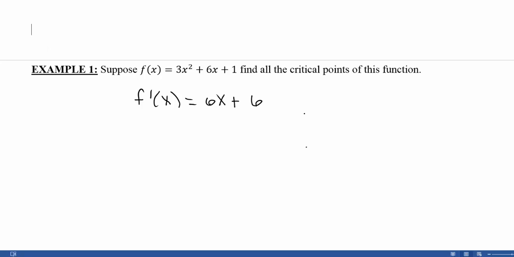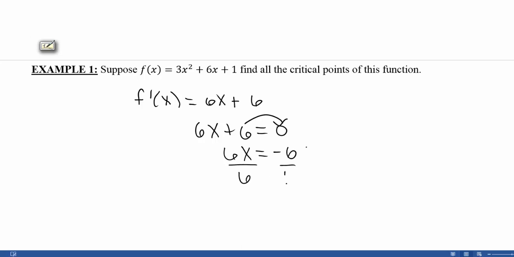Looking at this first derivative, there's nothing about it that leads me to believe that there would be any points where this is undefined. In fact, this derivative is defined for all values of x. So that means I can just look for where this first derivative equals 0. So I'm going to take my first derivative and set it equal to 0. Now I'm going to do the algebra to solve for x. I'm going to subtract 6 to the right, and then I'm going to divide both sides by 6, and I get x equals -1.